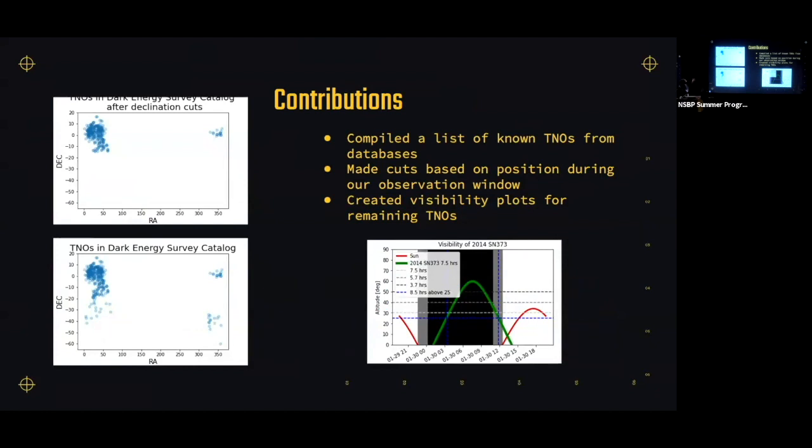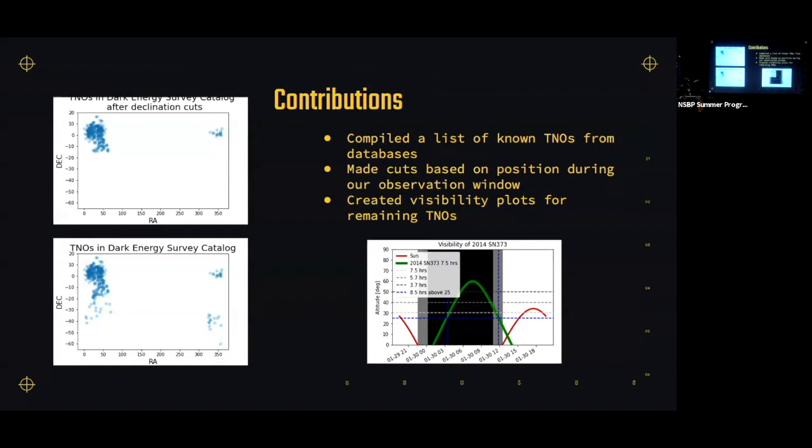Here we can see two separate graphs of TNO positions. I started out with a database, or a few databases, of TNOs, and I was given the responsibility to compile them, cross-reference them, and find important information like size, distance, and brightness based on those multiple databases. Once I found that, I was able to make a cut based on the telescope that we wanted to use, which is the Green Bank Telescope in West Virginia, and the Mustang receiver, to be specific about which receiver we wanted to use.